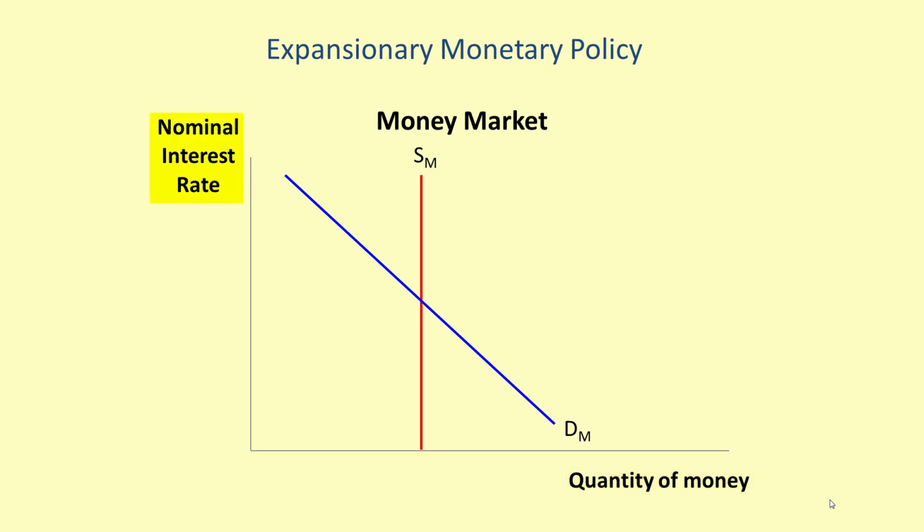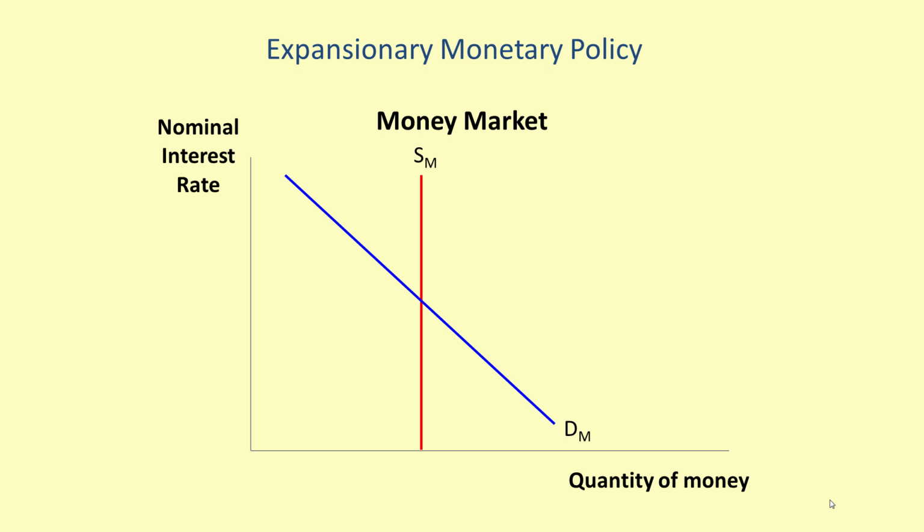on the vertical axis. The demand for money curve, labeled DM, slopes downward. This is because the interest rate is related to the opportunity cost of money. Since people can choose to hold bonds or other interest-earning assets instead of holding money, which does not earn interest, at higher interest rates, the opportunity cost of holding money is higher.